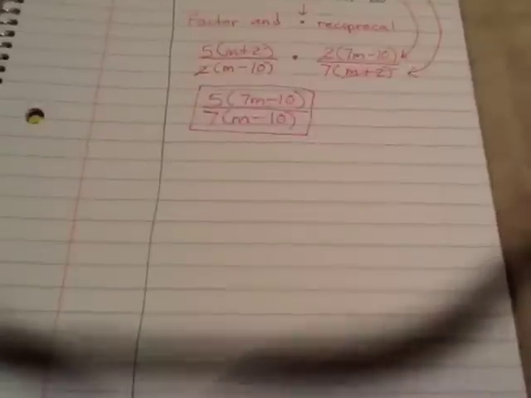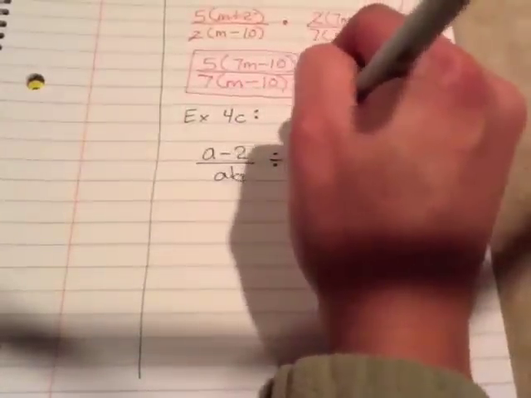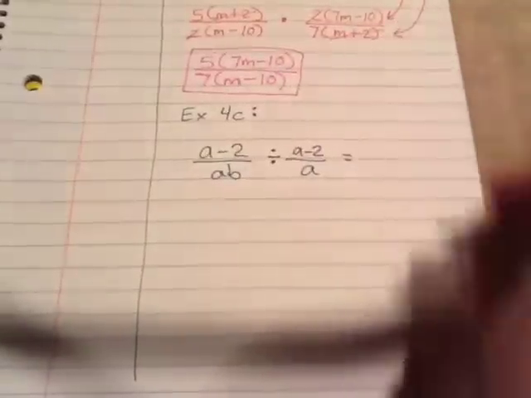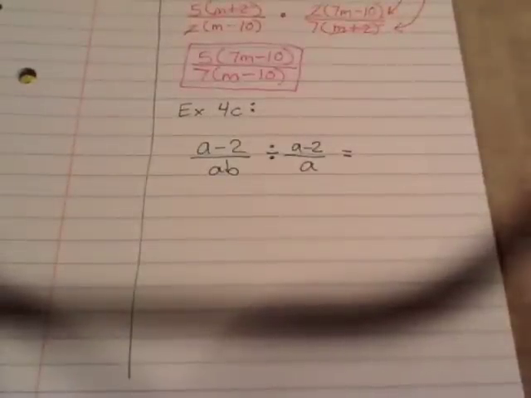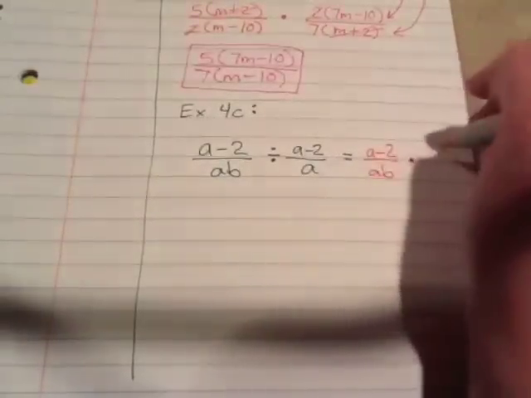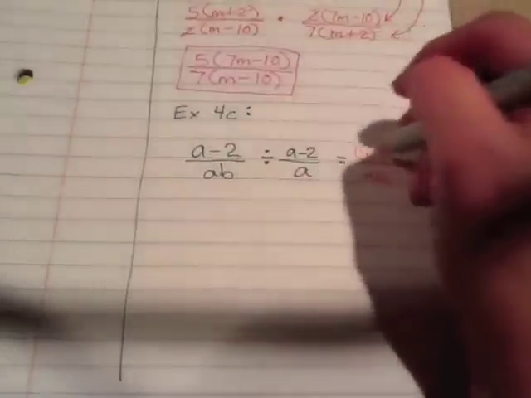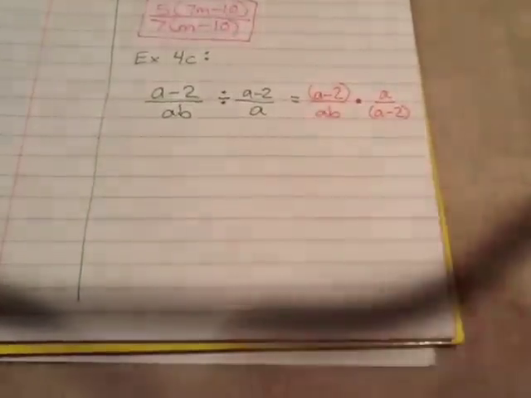Alright, try another one, just to practice. We can call this example C. So this is example 4C. (a - 2) over ab divided by (a - 2) over a. So again, I'm going to rewrite this as a multiplication problem. So (a - 2) over ab stays the same, but then it's times, and now I take my reciprocal, a over (a - 2). Okay, there's a binomial, and there's a binomial. So I need to keep those together. This is a monomial. It's just a times b. There's no addition or subtraction between it.